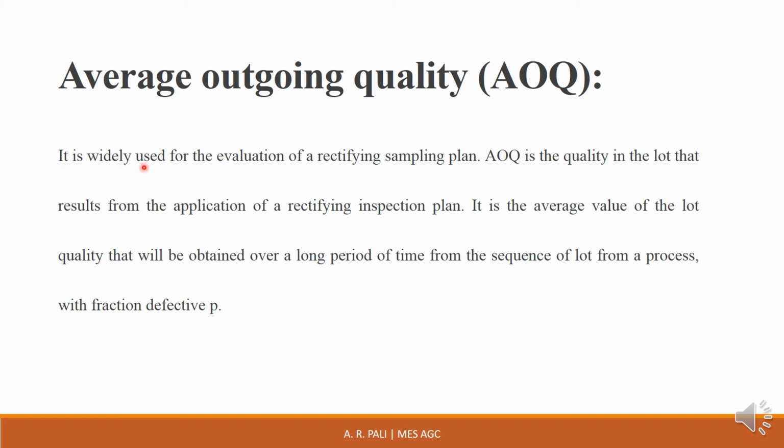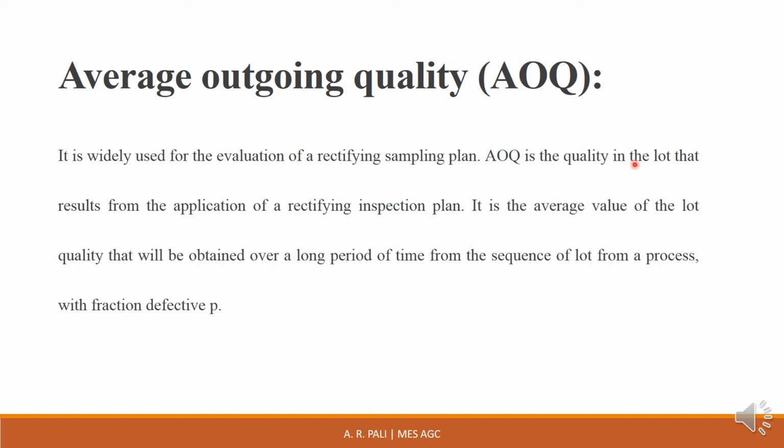It is widely used for the evaluation of a rectifying sampling plan. So for a rectifying sampling plan, it is used as a measure of evaluation. That means if there are 2 plans, then average outgoing quality, this number, will help us know which rectifying sampling plan is good. The plan whose average outgoing quality is better will be the better plan. So it is basically used for evaluation of a rectifying sampling plan.